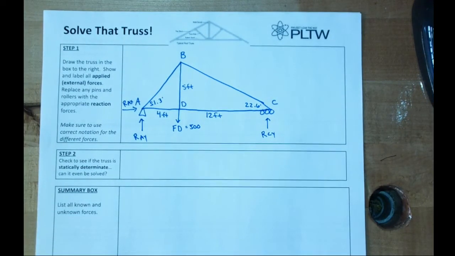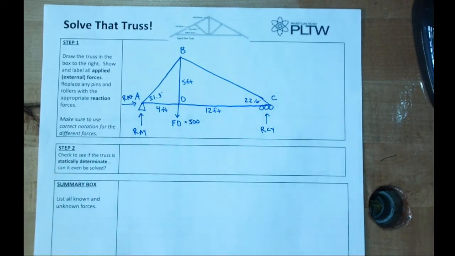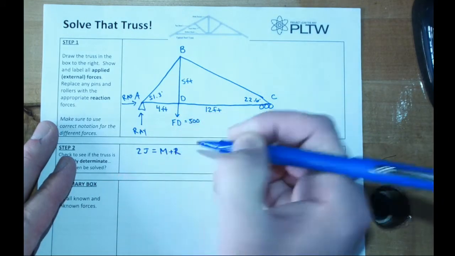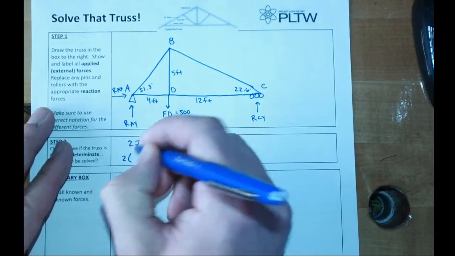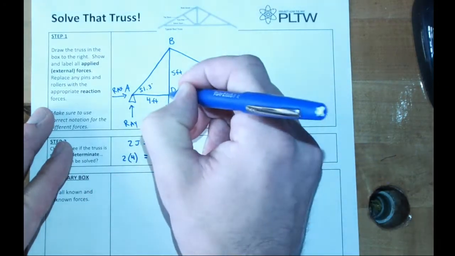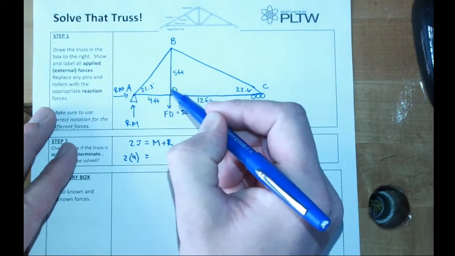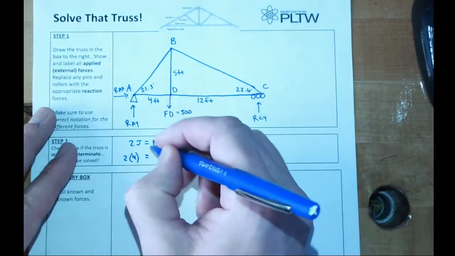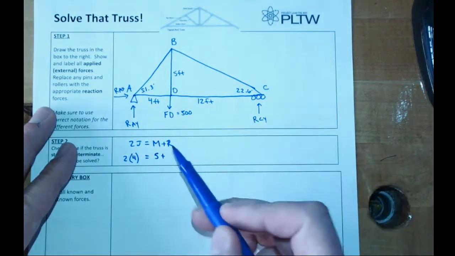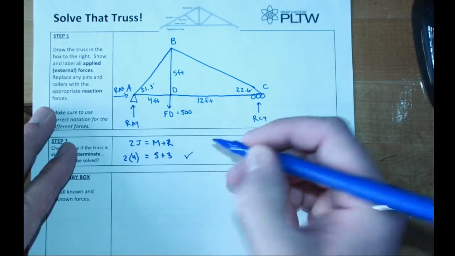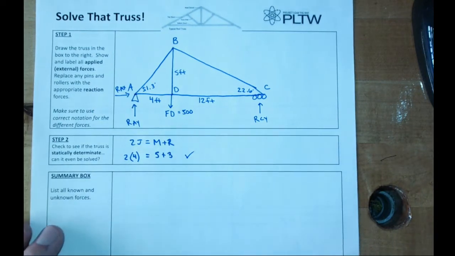Okay, now we're ready to start basically step 2. Step 2 is to check for statically determinate. What is the formula for statically determinate trusses? Good. How many joints do we have in this case? 1, 2, 3, 4 joints. Members: 1, 2, 3, 4, 5 members. Reaction forces: 1, 2, 3. 4 times 2 is 8. 8 does equal 8. We're good to go.